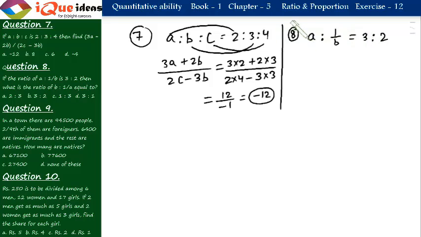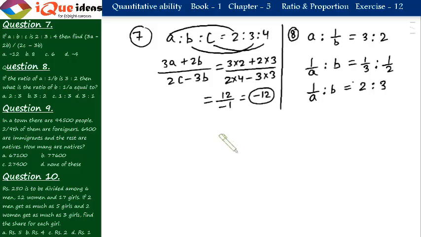So inverse of A would become 1 by A. Inverse of 1 by B would become B. And the other side, because we have inversed both of them, 3 becomes 1 by 3 and 2 becomes 1 by 2. On simplification, 1 by 3 is to 1 by 2 will become 2 is to 3. So we have 1 by A is to B is equal to 2 is to 3. We can multiply by 6 in both of them, so it becomes 2 is to 3.